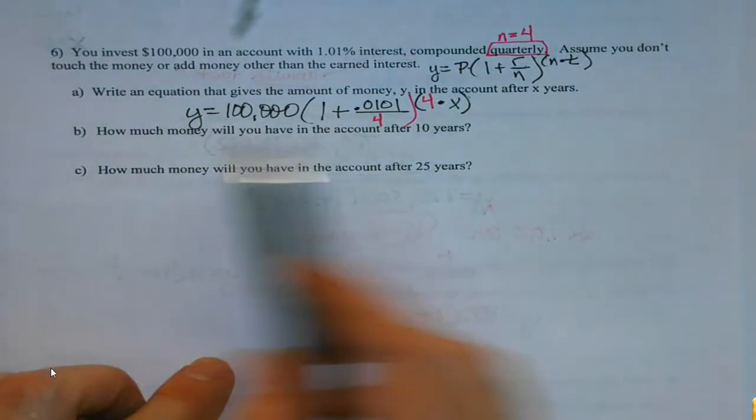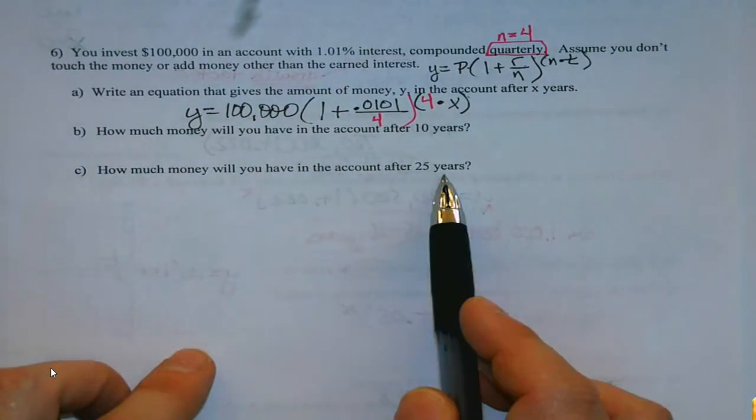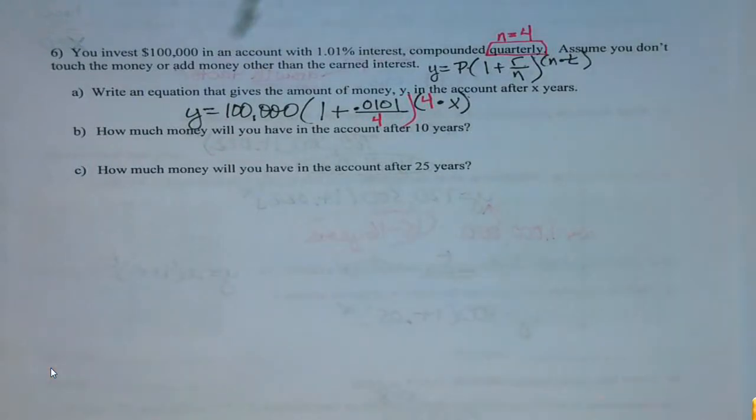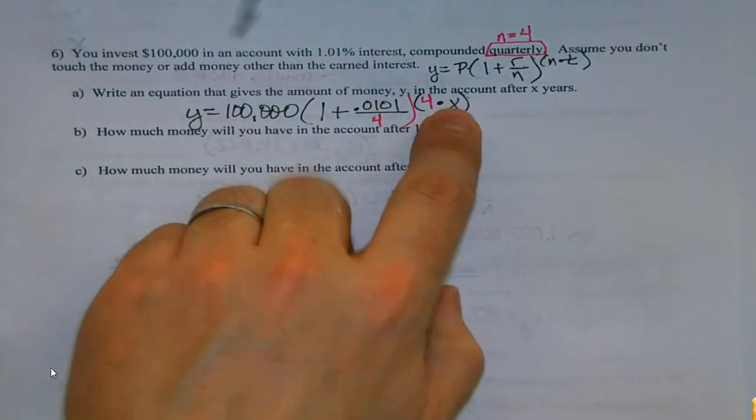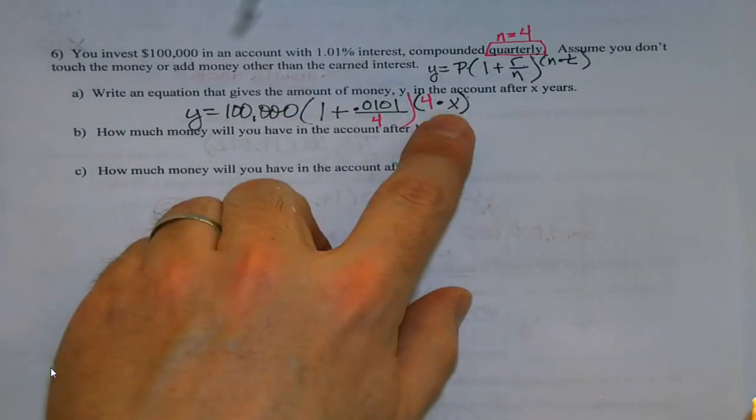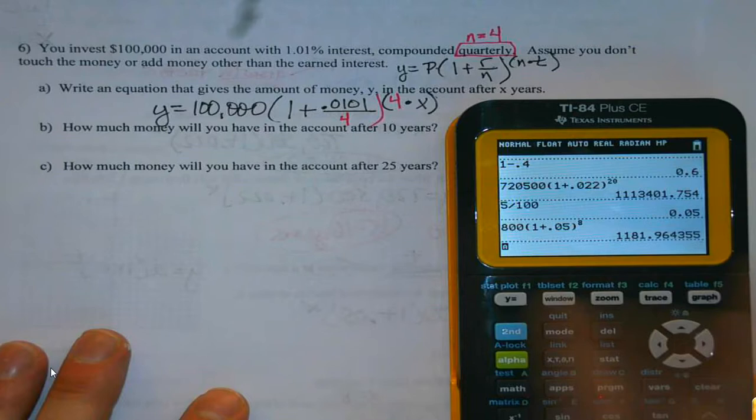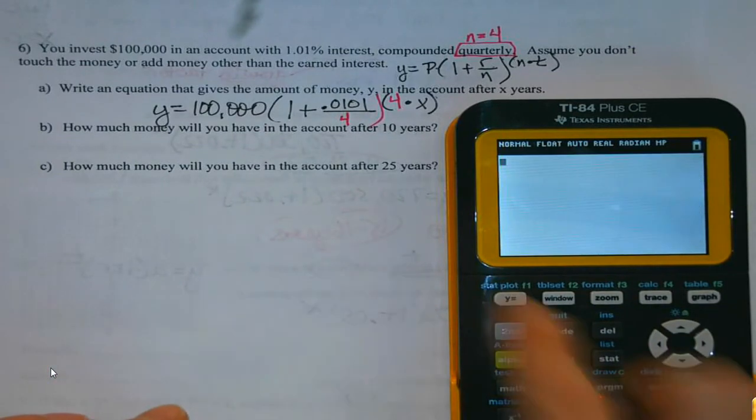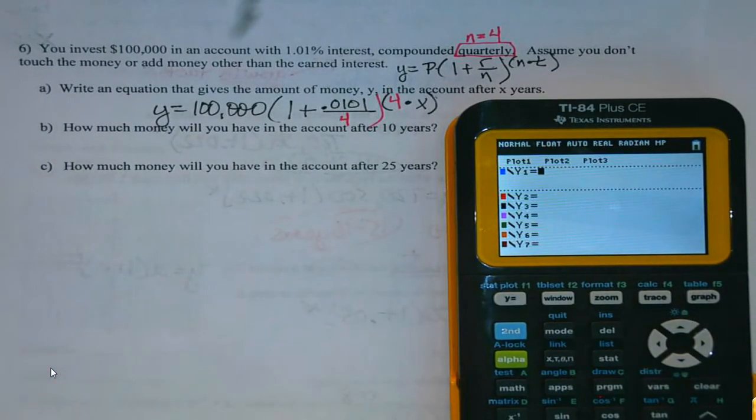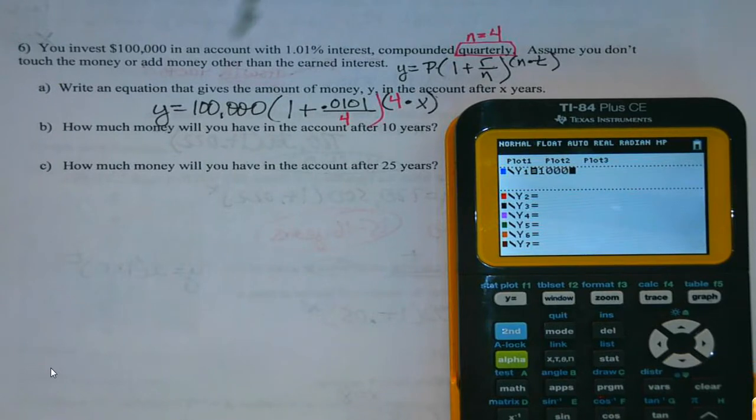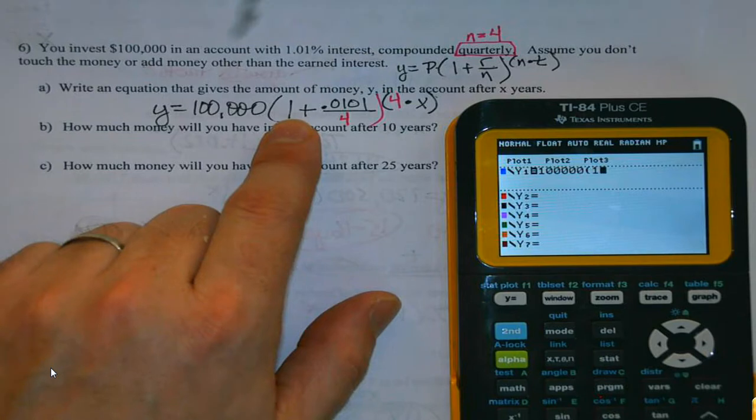So how much money will be in the account after 10 years? How much money will be in the account after 25? Again, I have choices. I could just stick a 10 in, put it in my calculator, enter, stick a 25 in, enter. Or, if there's going to be a couple that you're going to have to do, maybe it's worth it to you to put it into the calculator in the y equals. It's kind of a personal preference.